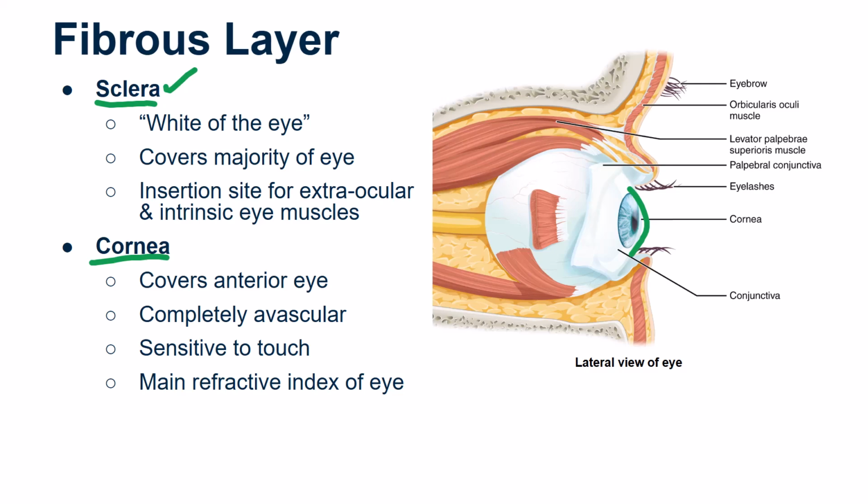The cornea is the anterior eye, and while it is completely avascular, it is very sensitive to touch. So any foreign bodies are going to be felt, and that sensation is going to be conducted back to the brain. The cornea is the major refractive index of the eye. So as light enters the eye, it is refracted first by the cornea.